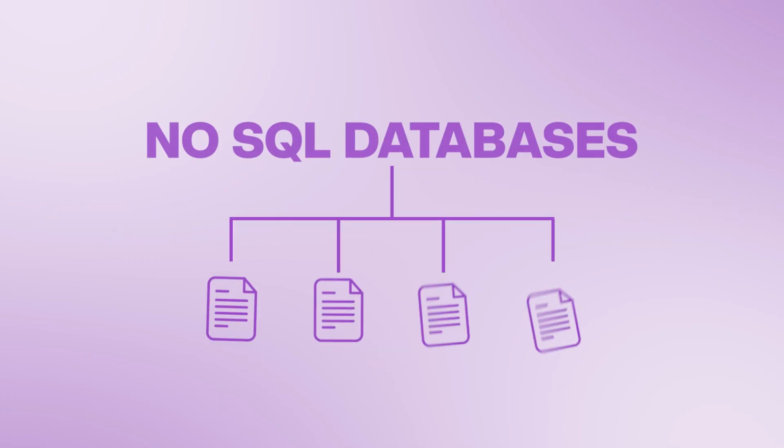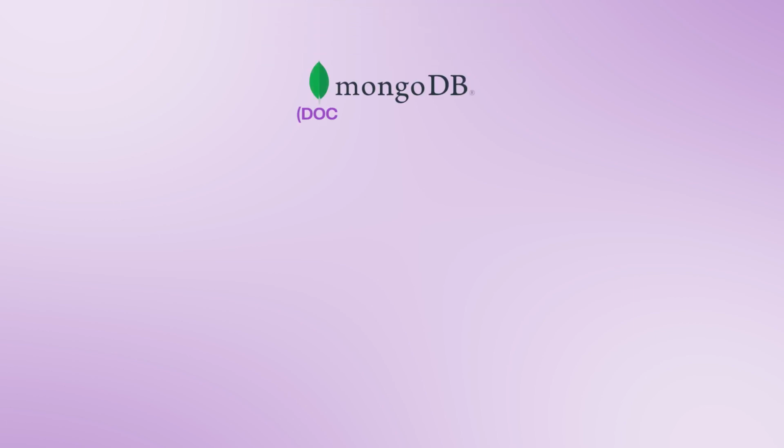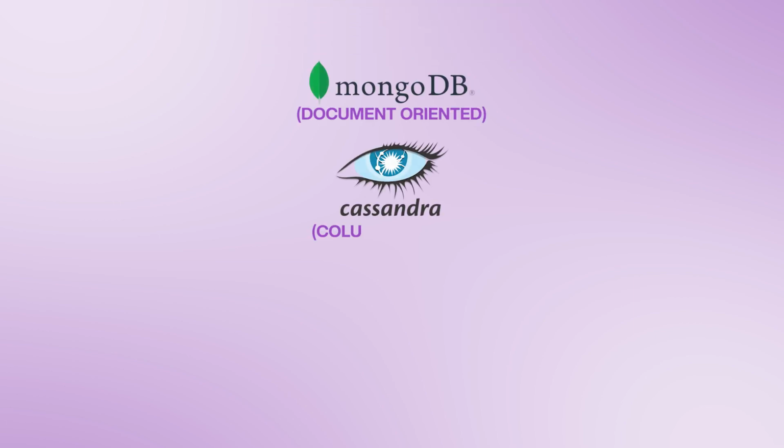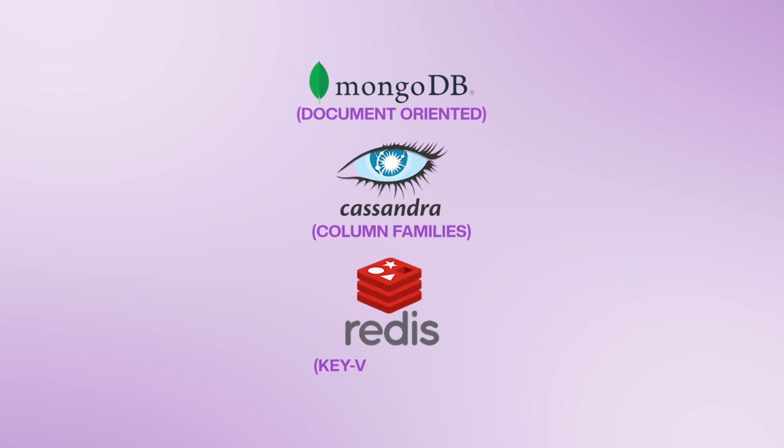Then we have NoSQL databases, which are more flexible and often better suited for handling large volumes of unstructured or semi-structured data. Examples include MongoDB, which is document-oriented, Cassandra, which has column families, and Redis, which deals with key-value store. They often prioritize availability and horizontal scalability over strict consistency or rigid schemas.